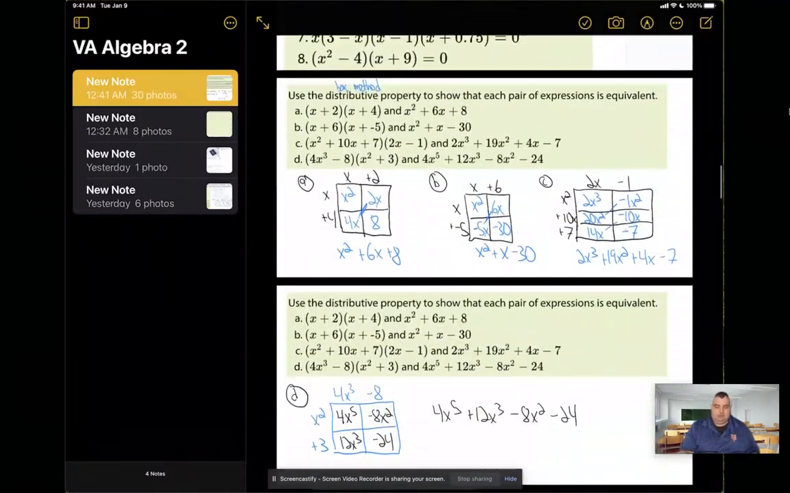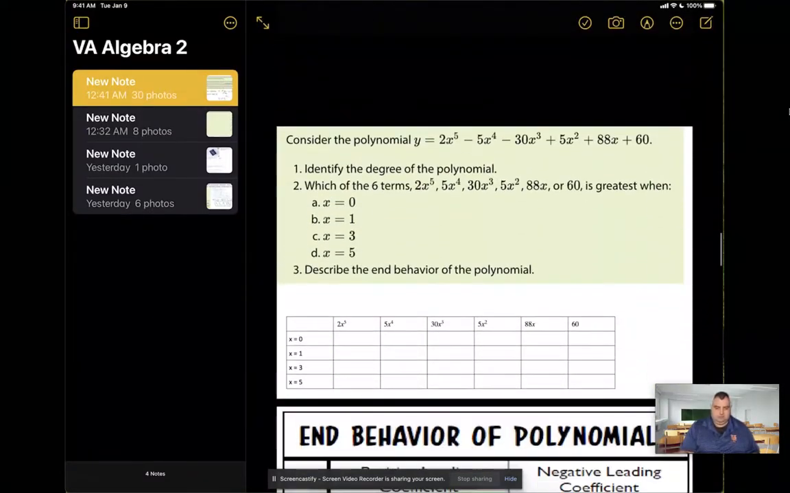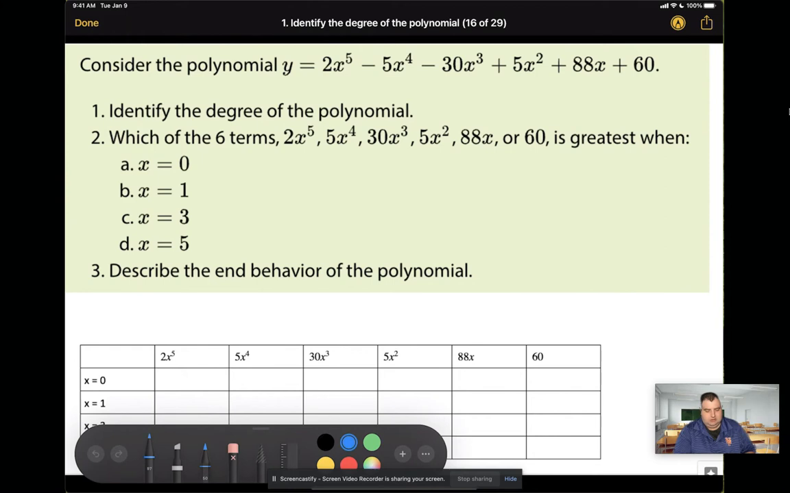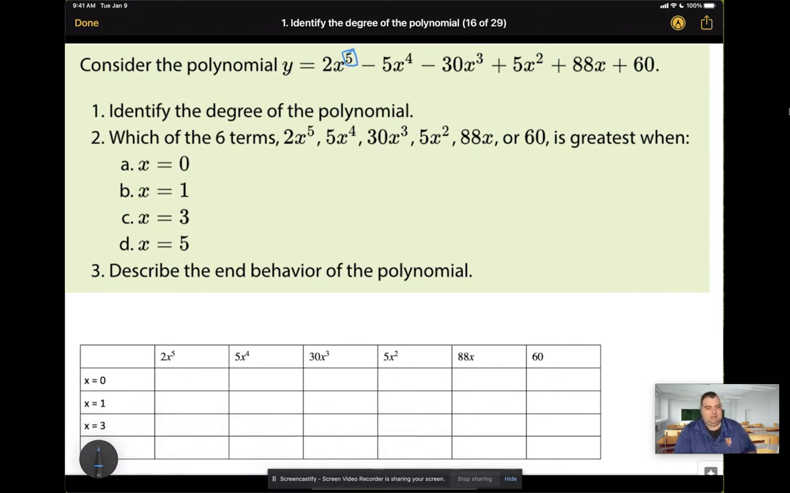So, first example, consider the polynomial y equals 2x to the fifth minus 5x to the fourth minus 30x cubed plus 5x squared plus 88x plus 60. Number one, identify the degree of the polynomial. So the degree, remember, is the highest exponent. So what is the highest exponent of this polynomial? It's x to the fifth, so this is a fifth degree. It has a degree of 5.